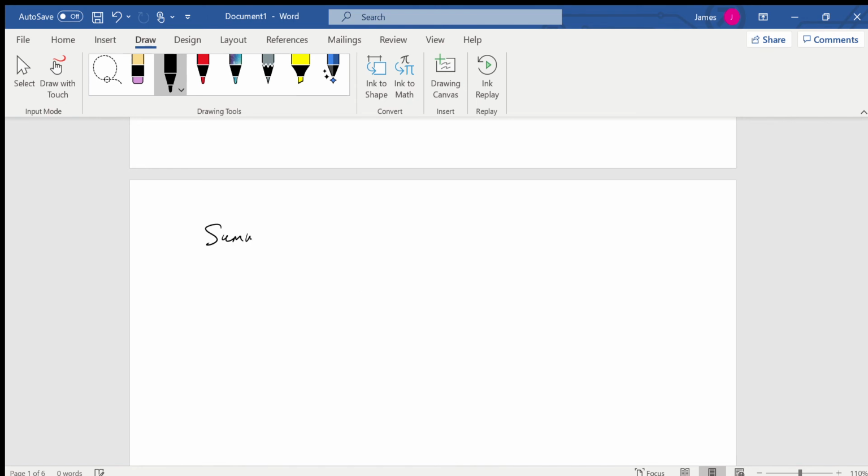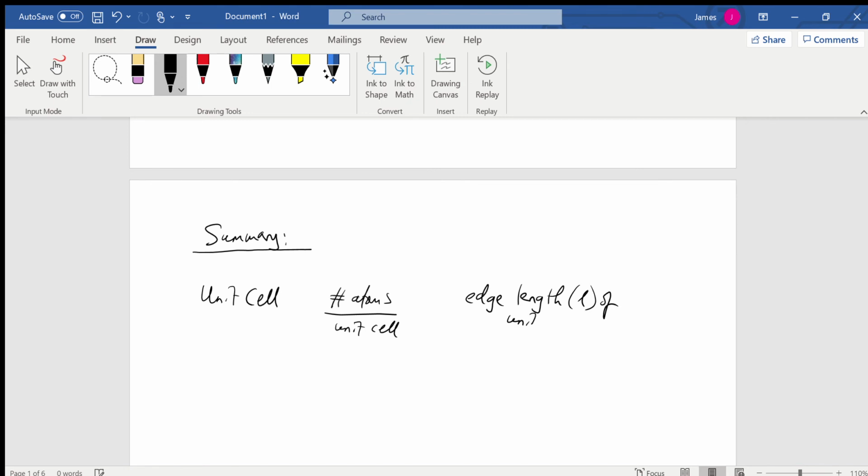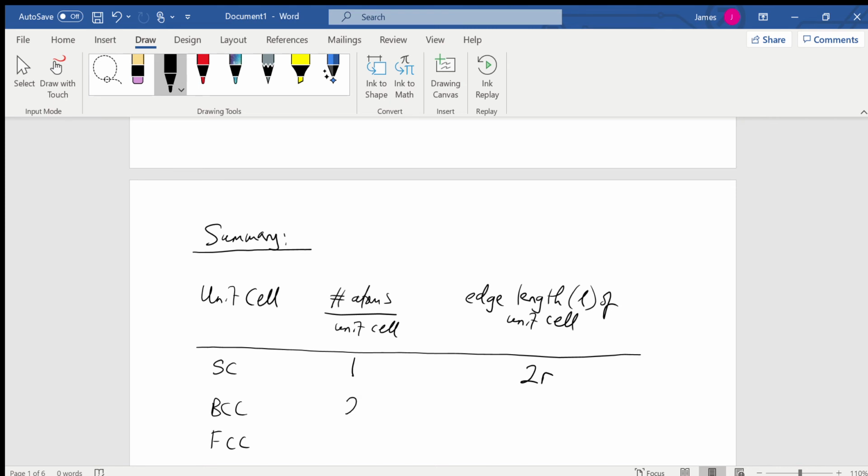So to summarize, we've got unit cell, we've got number of atoms P in its cell, and we've got edge length L of unit cell. Then I've got simple cubic, body-centered cubic, face-centered cubic, and I have 1, 2, and 4 atoms, with edge lengths 2R, 4R over root 3, and 4R over root 2.